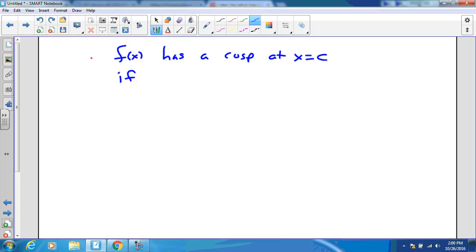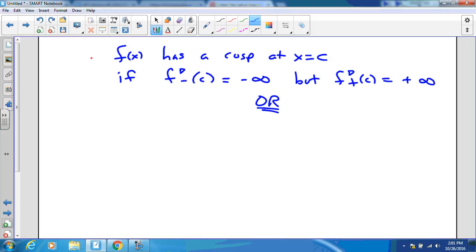we have two things that have to be true. F prime from the left is negative infinity, and f prime from the right is positive infinity. Or vice versa. F prime from the left is positive infinity, but f prime from the right is negative infinity. I did that in the question. Here we go.